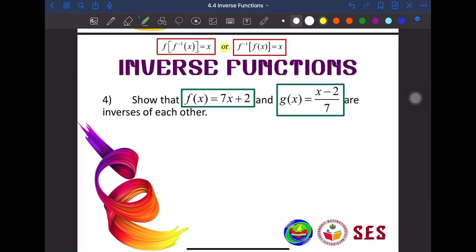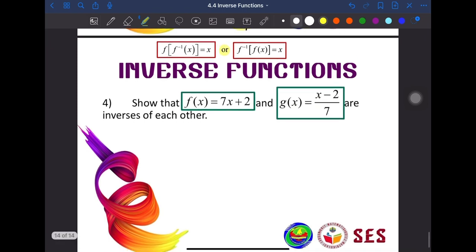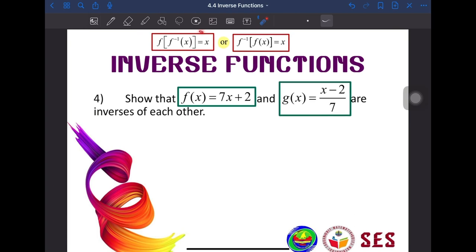Okay. So we are at the last part untuk 4.4. So kita nak jawab soalan yang keempat ni. Okay, so recall the property. We have these two property which is very important untuk inverse function sebab kita memang akan pakai this one untuk cari inverse. Okay, so soalan kata show that fx and gx are inverse of each other.